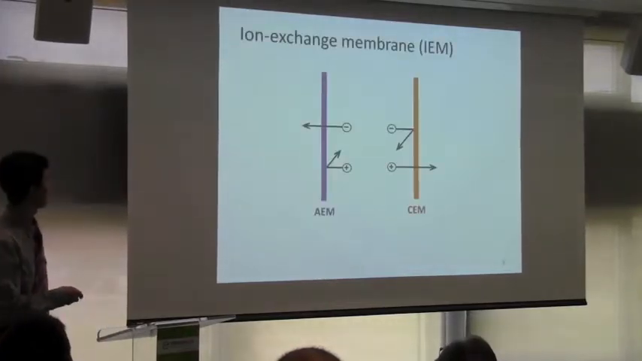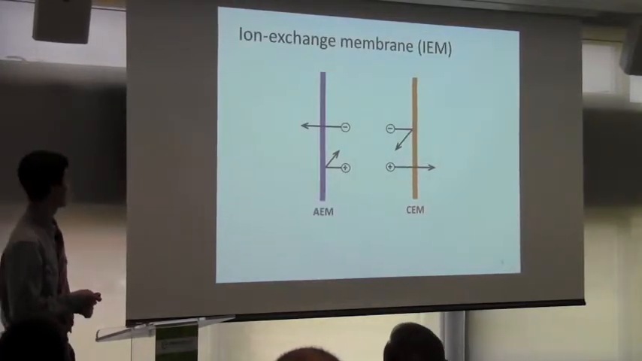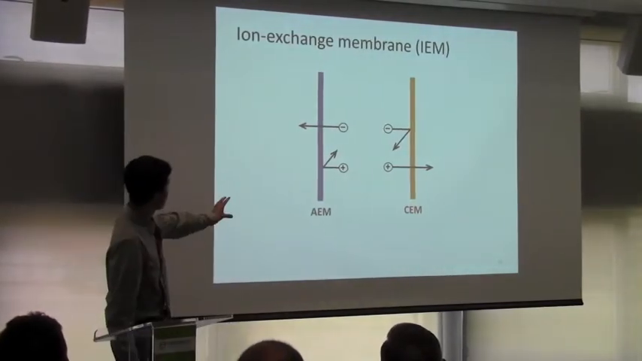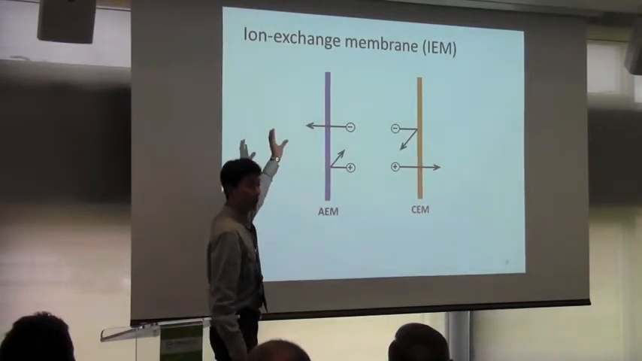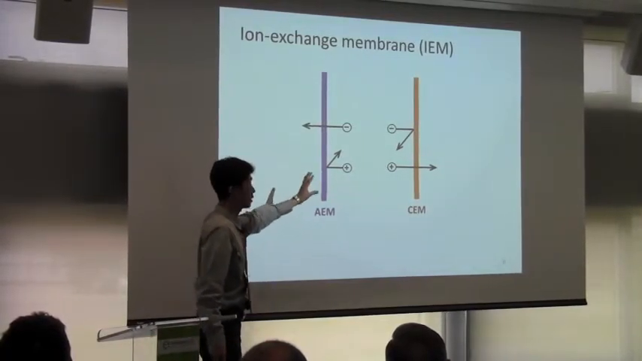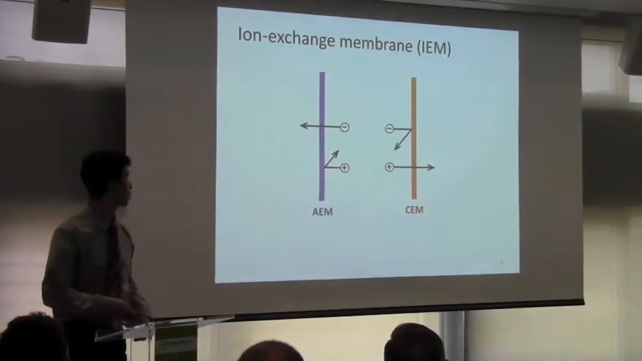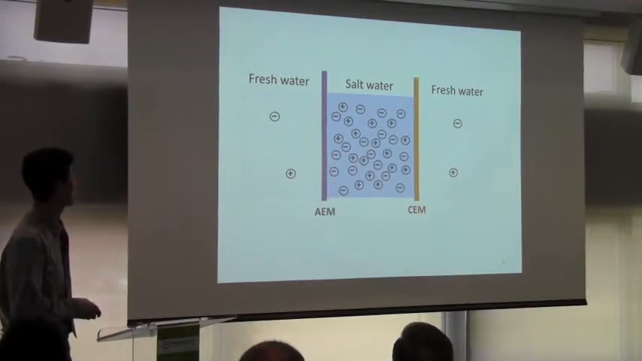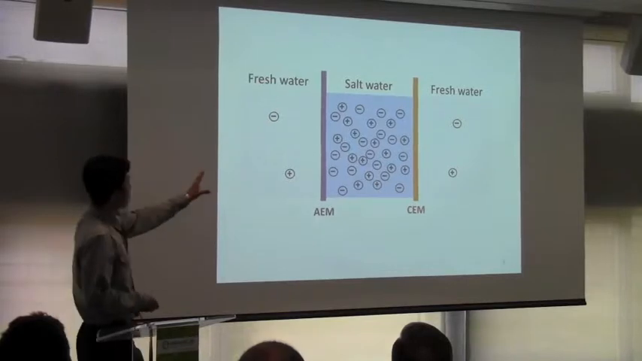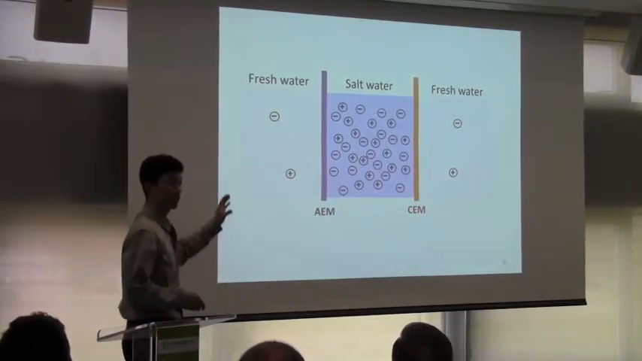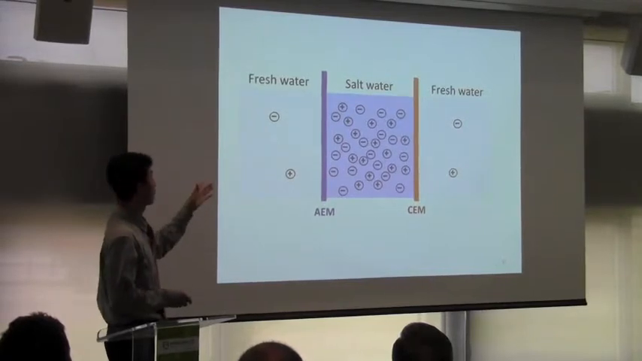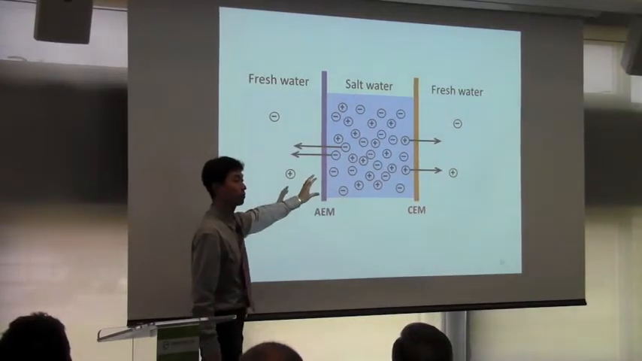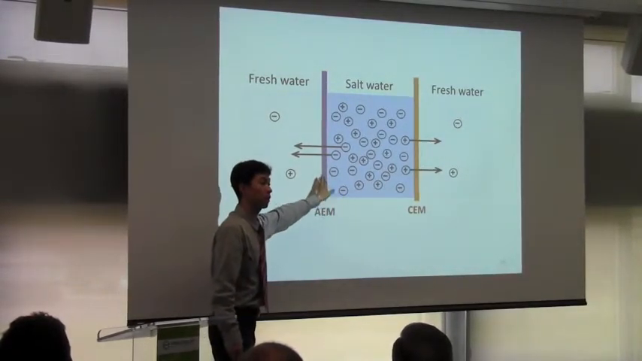There's another method, and in this method we use ion exchange membranes. Here we have an anion exchange membrane and a cation exchange membrane. The anion exchange membrane allows only anionic transfer. It blocks cationic transfer. The same thing happens with the cation exchange membrane. Let's say we have salt water in between these membranes, and fresh water outside of them. Because of this concentration gradient, ions want to travel through the membrane and stay in fresh water. But because of the special selectivity of these membranes, the anion exchange membrane only allows anions.